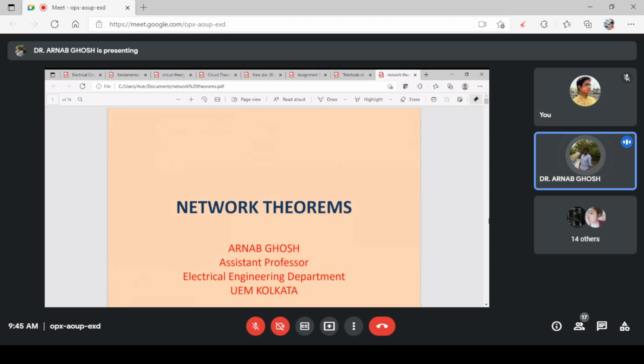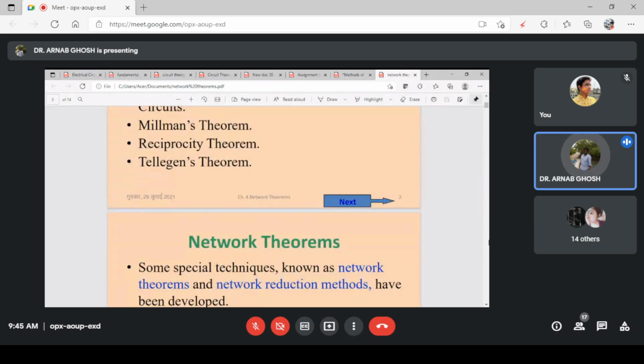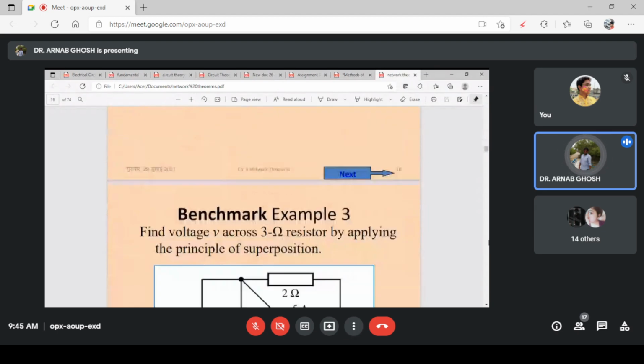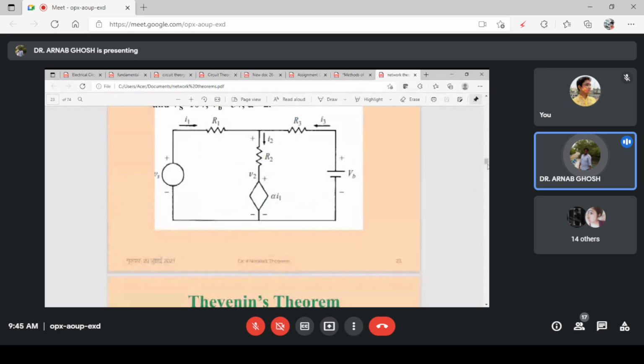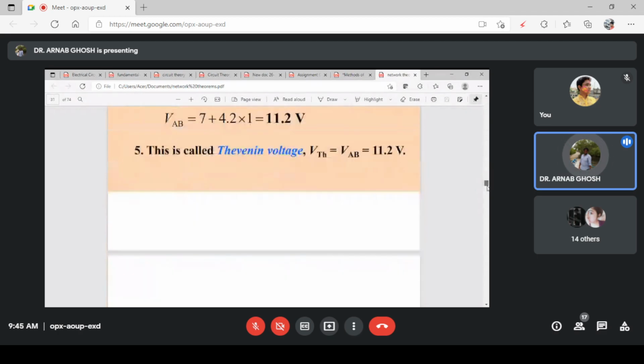Okay. Then we move on to Norton's theorem. Parallelly, we will relate it to Thevenin's theorem as well. Then that will be easier for you to understand the duality nature. So we move on to Norton's theorem.